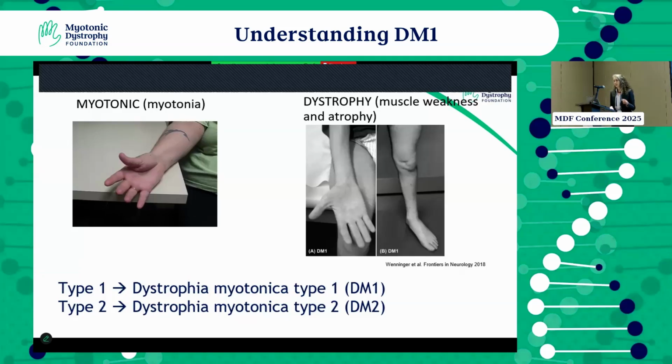There are two types of myotonic dystrophy. Type 1 is dystrophia myotonica type 1, or DM1, and type 2 is dystrophia myotonica type 2, or DM2. So we call it myotonic dystrophy, but the DM1 and DM2 terms have stuck. But you have to be careful because in the general healthcare system, if you refer to DM1 or DM2, a lot of times people think you're talking about diabetes. So just keep that in mind because a lot of people are going to think about that rather than myotonic dystrophy.